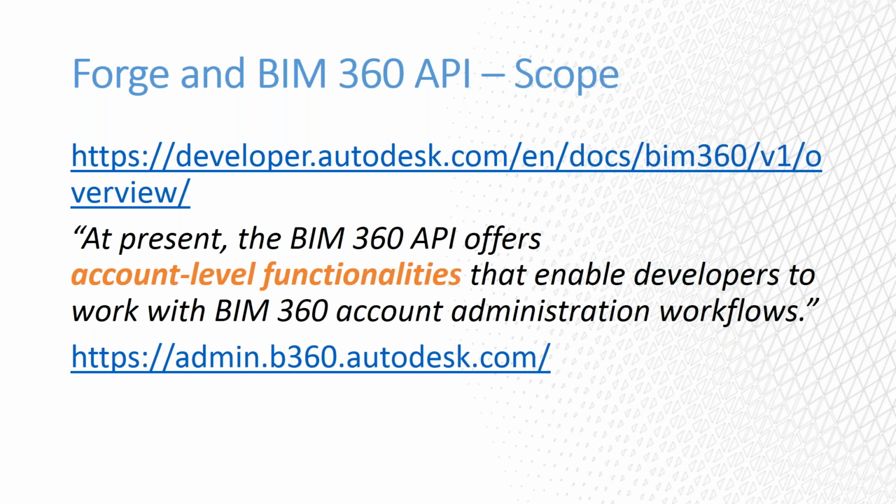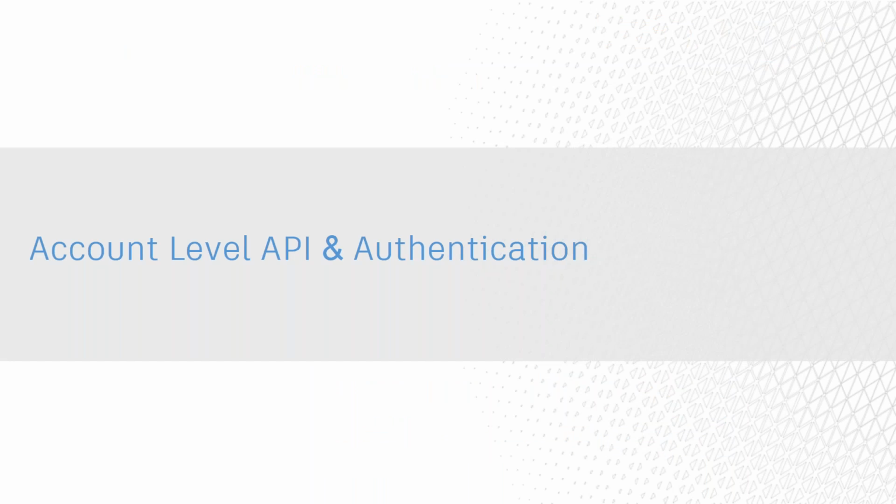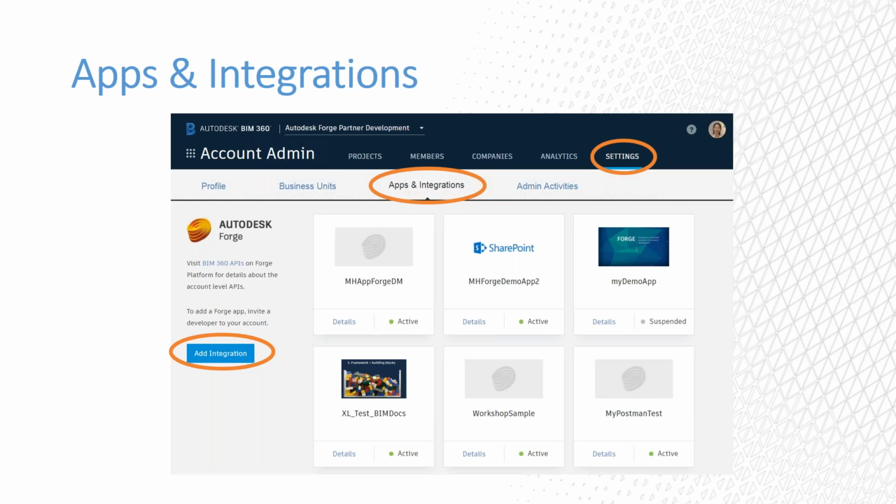So, Forge and then the BIM 360 API scope. The one thing that I kept repeating is that this BIM 360 API is about account level, which is documented clearly here in the help, but people usually don't look at this carefully, so I get the questions quite often. So just to be aware, once again, BIM 360 API at this point equals the account level functionality API. So with that, let's go to the API.